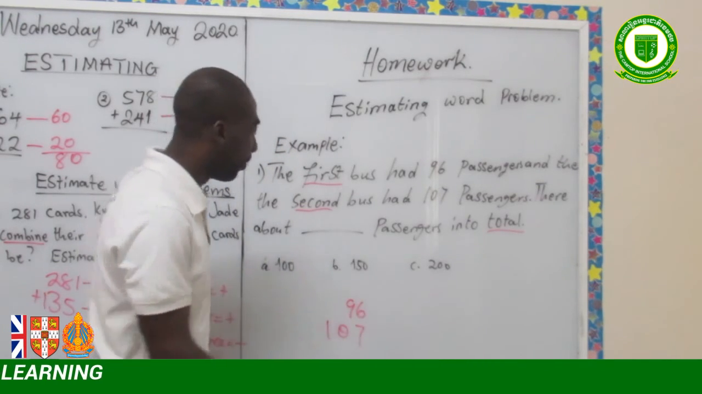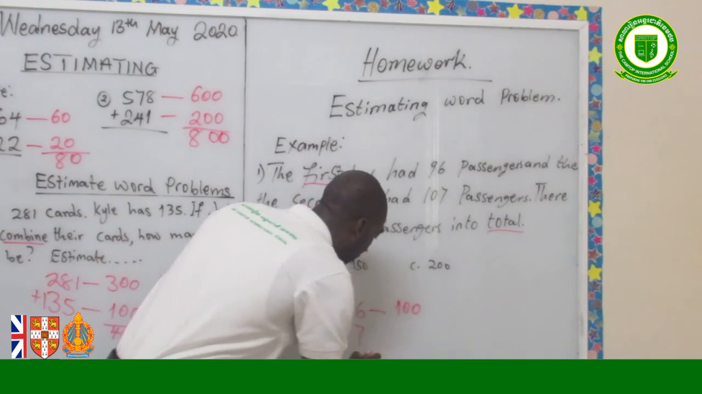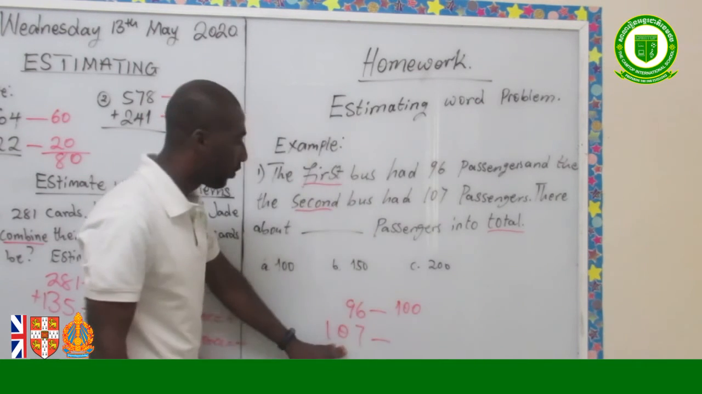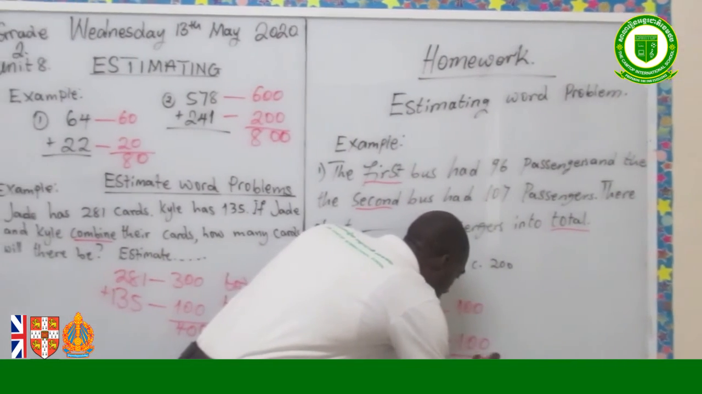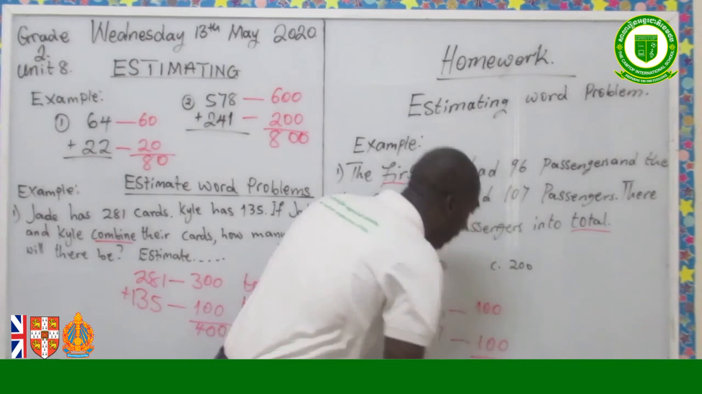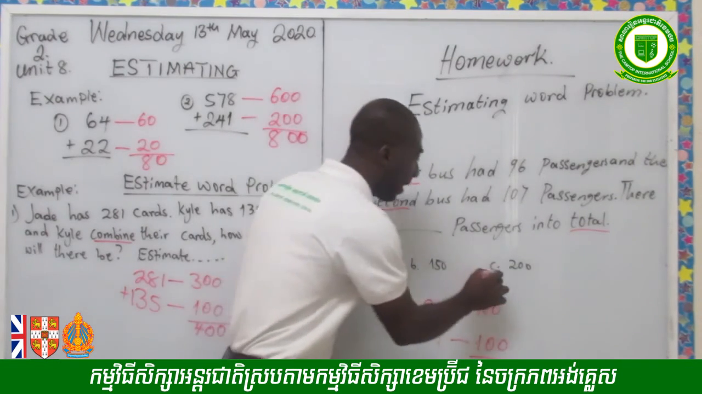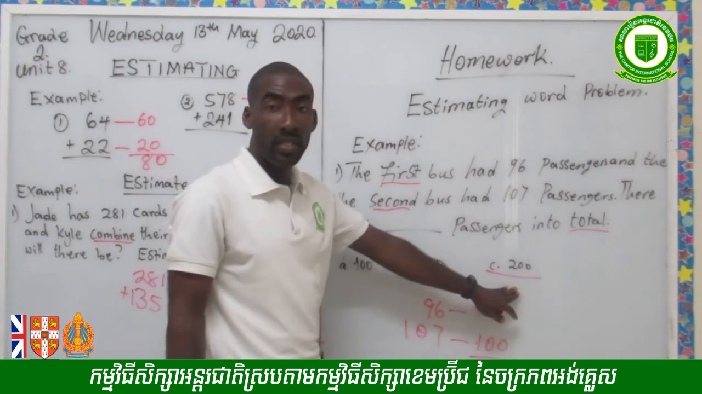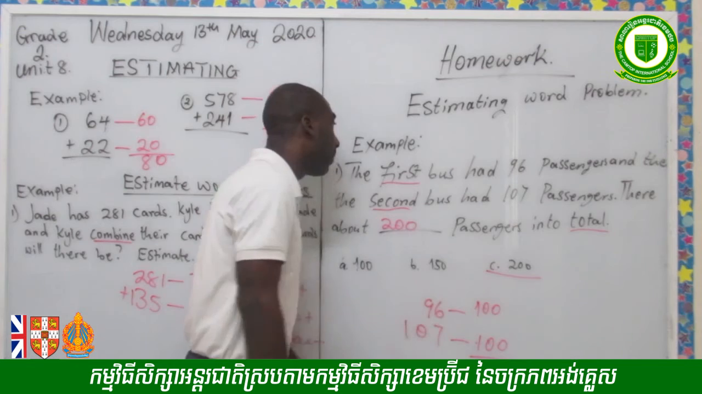Okay, so you have your 107 and you have your 96 here. So what do you have to do? This will be estimated to 100, and this will also be estimated to 100. So in total we'll have 200. So when we combine these two values and we have 200, it means that this option is correct as our answer. So we put 200 here.